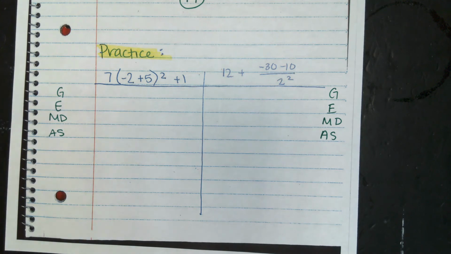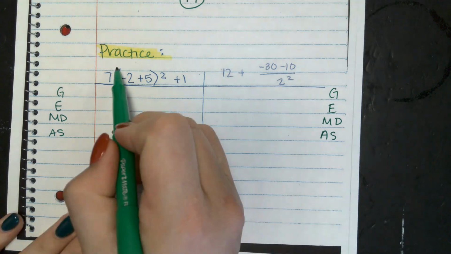Practice problem number 1. I have 7 parentheses, negative 2 plus 5, squared, plus 1. Let's start off with our G. Do we have any grouping symbols in this particular equation? We don't. Or sorry, we do. My bad. We do. And that is right here.